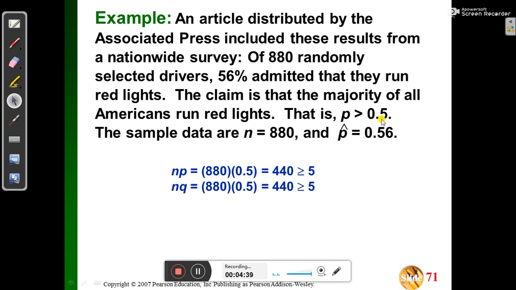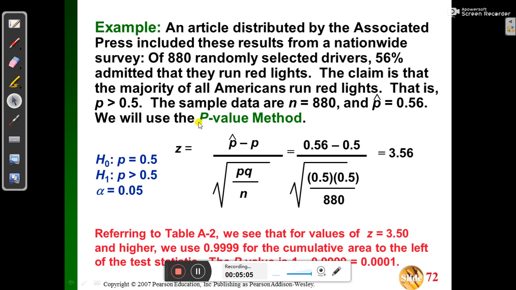but our population proportion should be greater than 0.5. So NP is 880 multiplied by the population proportion 0.5, that is 440, and NQ is 880 times 0.5, that is 440, both greater than or equal to 5. So the requirements are satisfied. The sample proportion is 0.56.